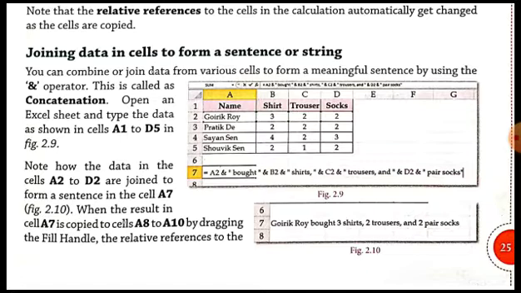If you join the content of these four cells into one cell, then you can form a meaningful sentence. So how can we do that? When the result in the cell A7 is copied to the cells A8 to A10 by dragging the fill handle, see, first of all, the content is in A7 only. Then we just drag the fill handle to the cells A8 to A10. Then the same formula will be copied over all these cells from A7 to A10.